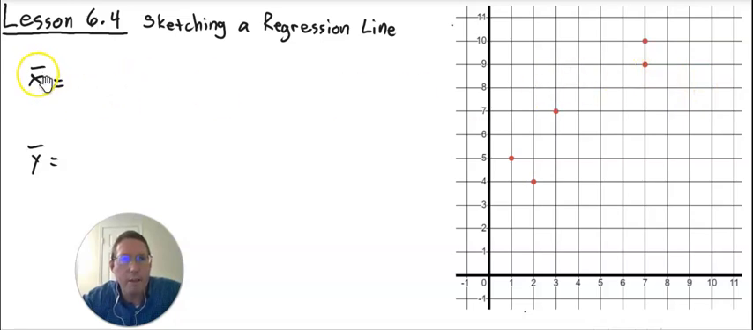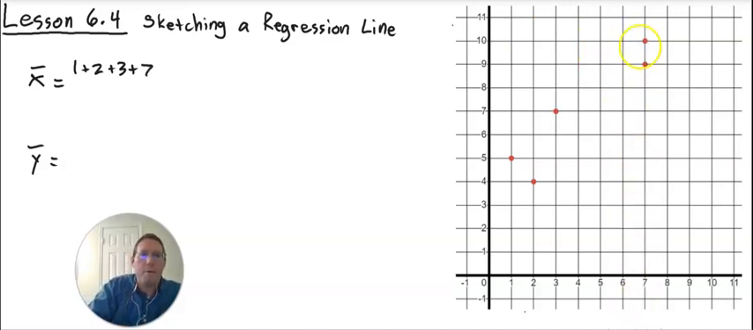Let's go ahead and identify the x bar and the y bar. So for the x coordinates, this one has an x coordinate of 1. This one has an x coordinate of 2. This one has an x coordinate of 3, so we've got 1 plus 2 plus 3 plus. Both of these have an x coordinate of 7, so we're going to have 7 plus 7, and then it's going to be over 5 equals.